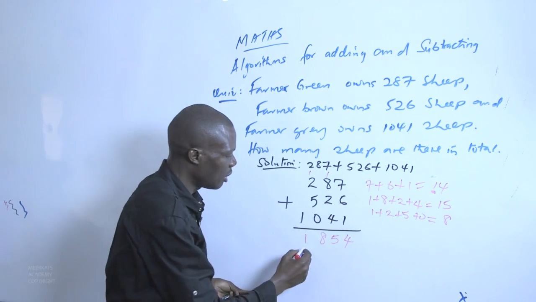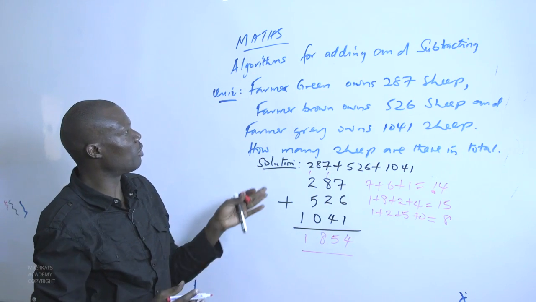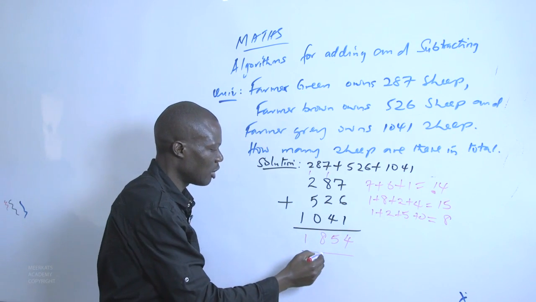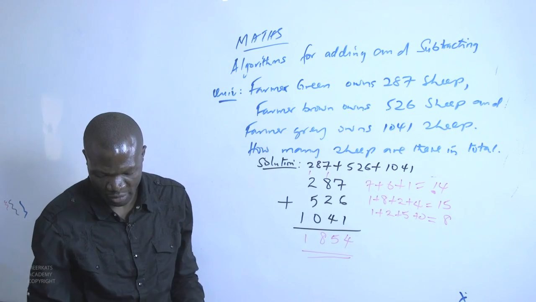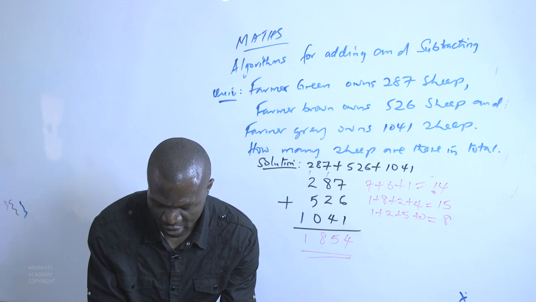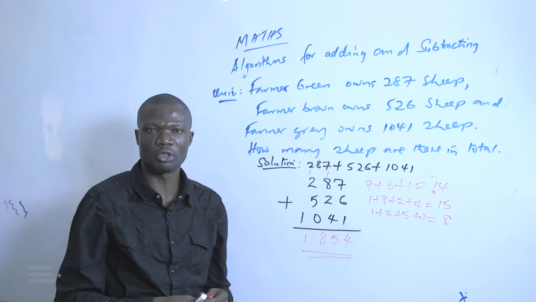So you can simply conclude by saying that total number of sheep owned by the 3 farmers is 1,854. That is it for today.